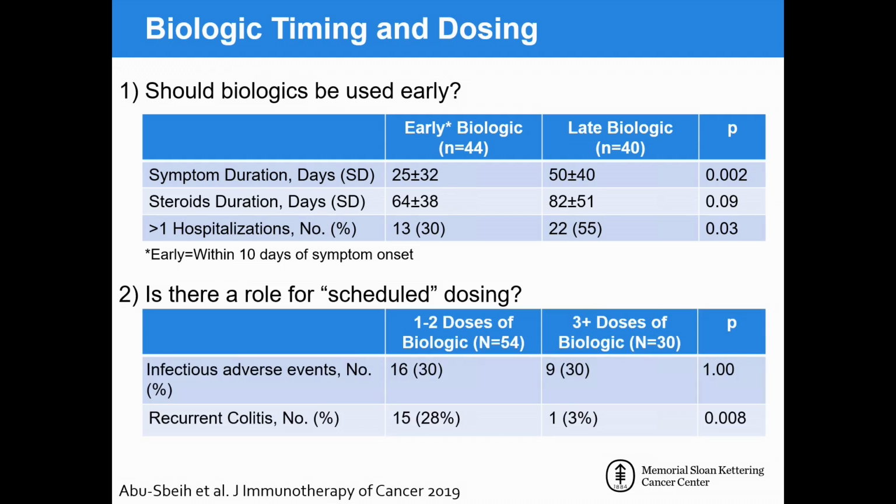Again, very limited data for this approach, but in one study, if you compared patients who got 1 or 2 doses of a biologic, a combination of infliximab and vedolizumab, to those who got 3 or more, there were no differences in infectious adverse events, importantly, which I think would be a concern of many physicians. But the rates of recurrent colitis were dramatically lower in patients who had completed at least 3 doses of a biologic. So 3% in those patients versus almost a third, or 28%, in patients who only had 1 to 2 doses, suggesting that the inflammatory process here is really going on for probably 1 to 2 months, not just a couple weeks when the infliximab is already out of your system. And maybe if we treat them through that whole period, we can decrease the relapse rate.